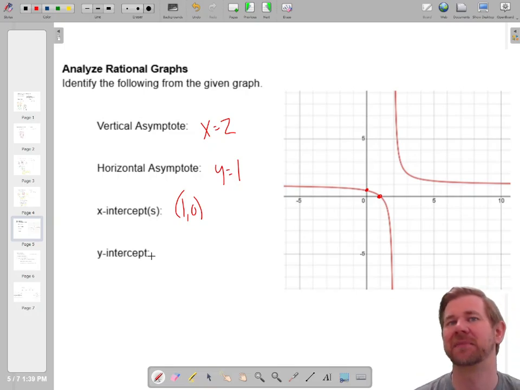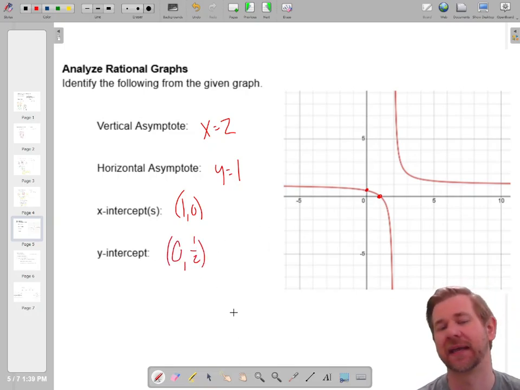And you can see the y-intercept is right there. I'm guessing, I'm just going to guess. I can't know for sure where that is, but I'm just going to say it's about 1/2. Again, I don't know for sure. Unless I know the function, I can't tell you for sure. But I'm just going to guess it's about at 1/2.